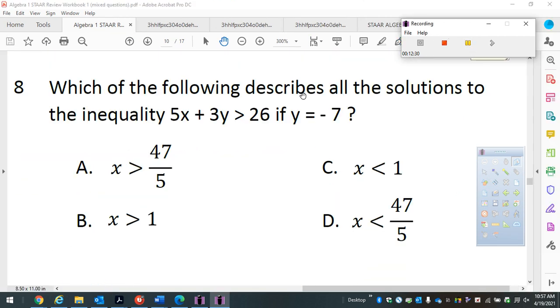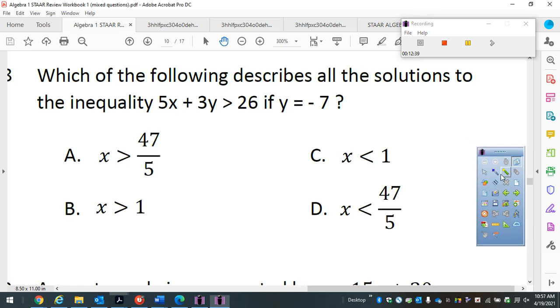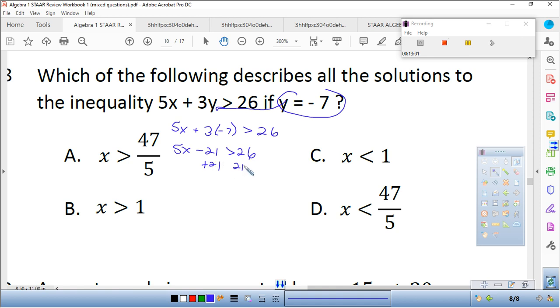Okay, which of the following describes all the solutions to the inequality of 5x plus 3y greater than 26 if y is equal to negative 7? Okay, I'm kind of lost. Hold on. Oh, okay, it's kind of easy. So basically, they're saying plug this into here. So you have 5x plus 3 times the negative 7 greater than 26. So you have 5x minus 21 is greater than 26. We're going to add 21.